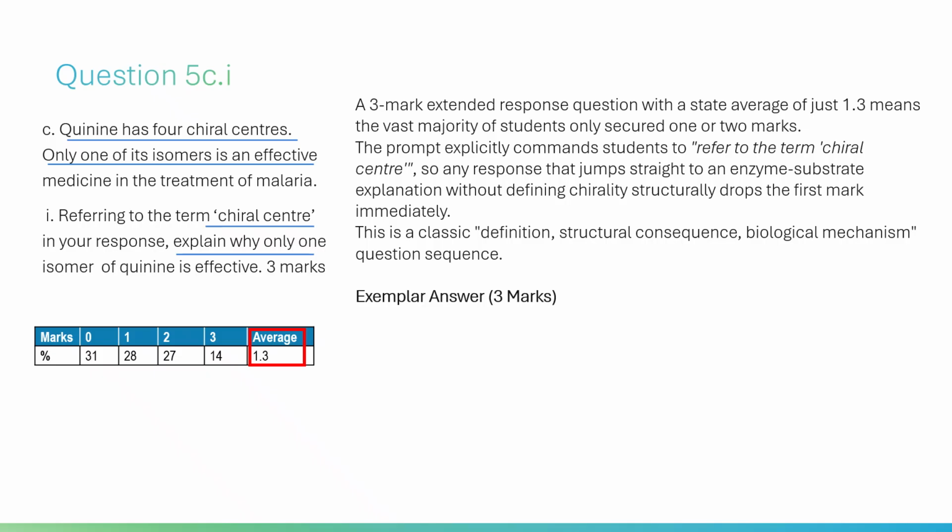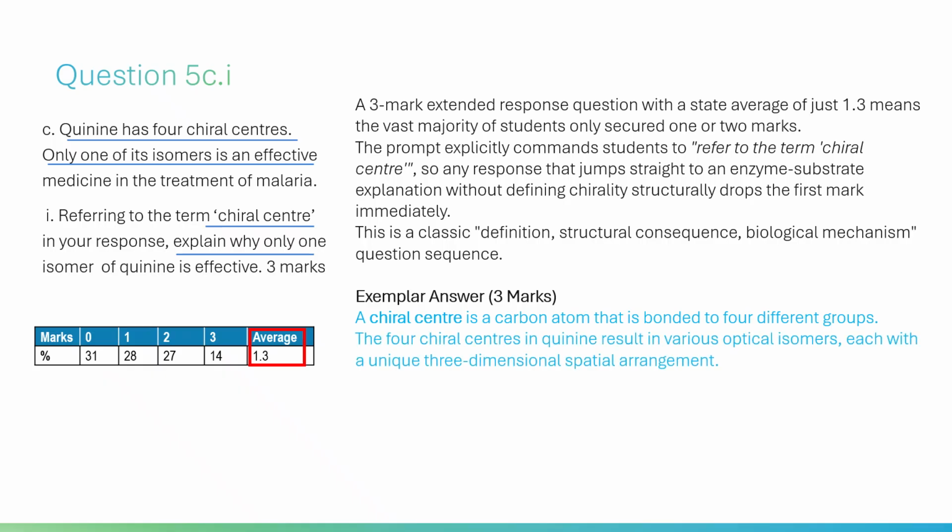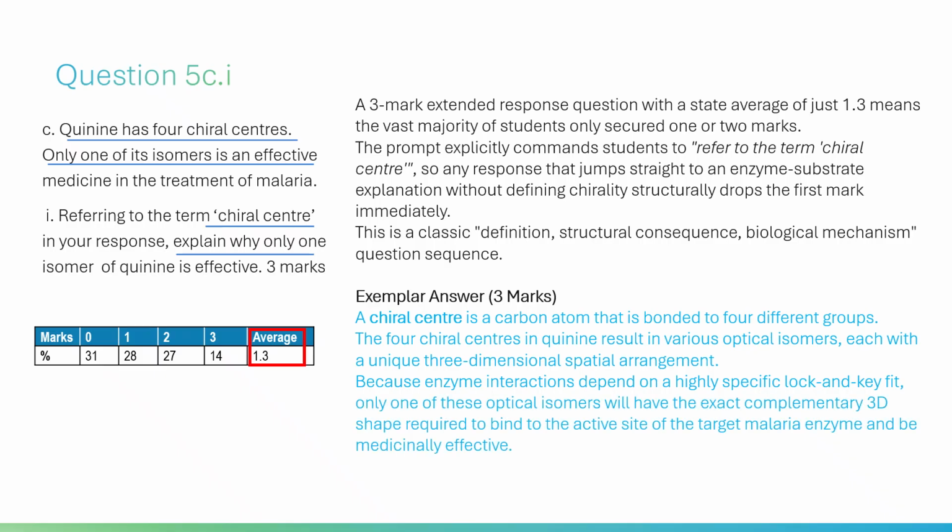Exemplar answer, 3 marks. A chiral center is a carbon atom that is bonded to 4 different groups. The 4 chiral centers in quinine result in various optical isomers, each with a unique 3-dimensional spatial arrangement. Because enzyme interactions depend on a highly specific lock and key fit, only one of these optical isomers will have the exact complementary 3D shape required to bind to the active site of the target malaria enzyme and be medicinally effective.